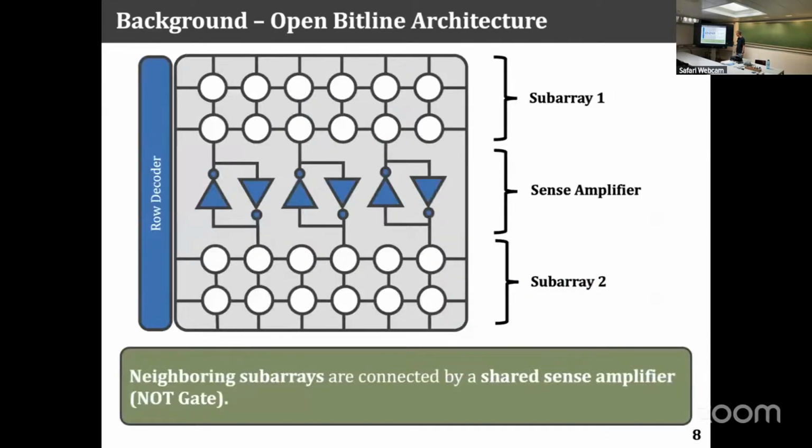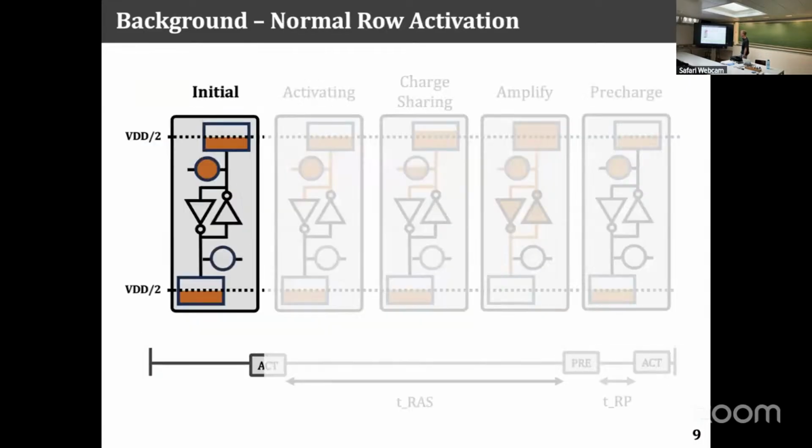The important part here is that one sense amplifier, in what is called the open bitline architecture, is normally connected to two subarrays. This is due to space reasons, because the sense amplifiers are normally larger in physical size than an individual cell. So two neighboring subarrays share one sense amplifier, but only every second column of the subarray is connected to one row of sense amplifiers, and the other column is connected to the sense amplifier above or below. The important part is that there's already a NOT gate connecting two neighboring subarrays.